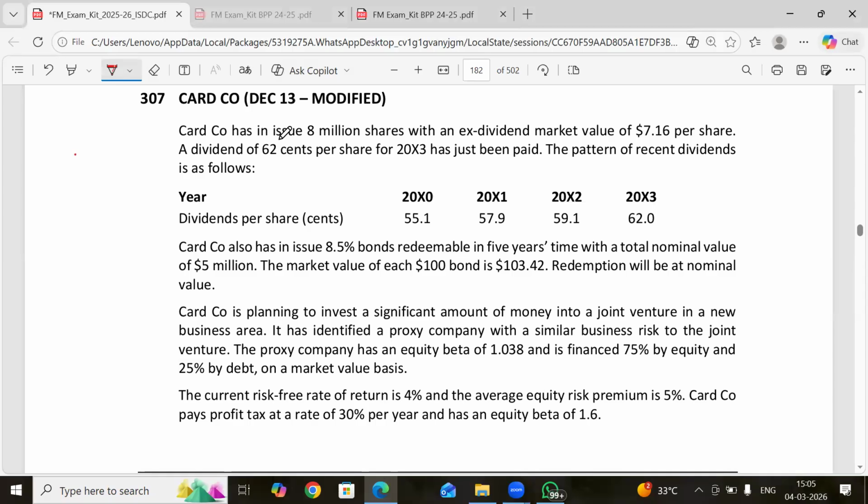So Card company has in issue 8 million shares with an ex-dividend market value of 7.16 per share. A dividend of 62 cents per share. So they make a dividend payment of 62 cents. Fine, and this is very important information. So the dividend they are paying is around 62 cents.